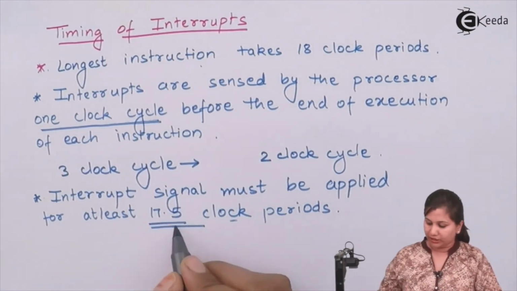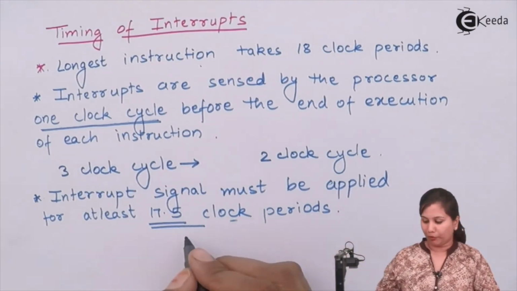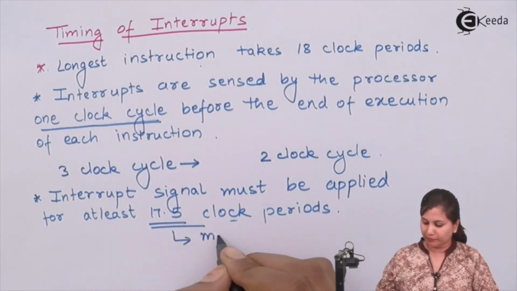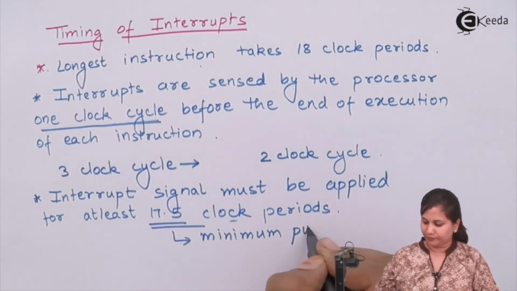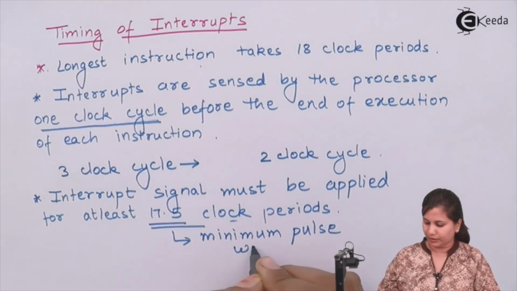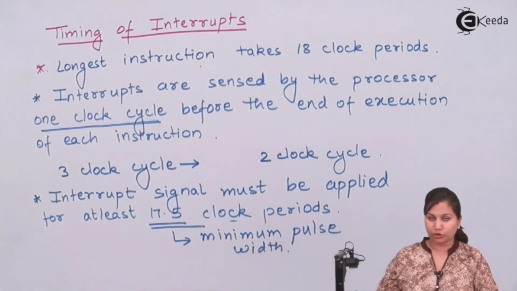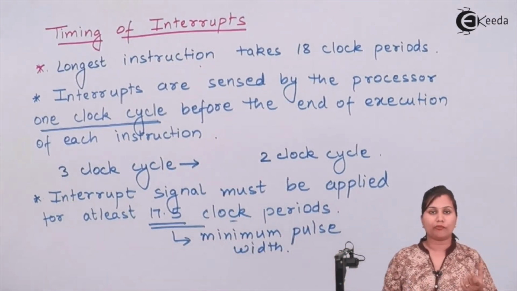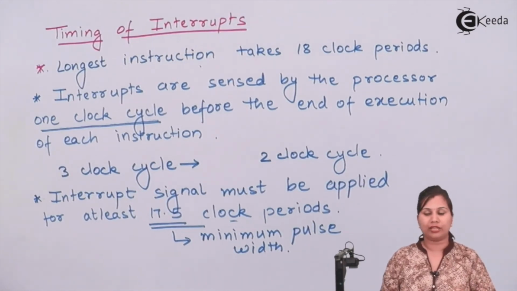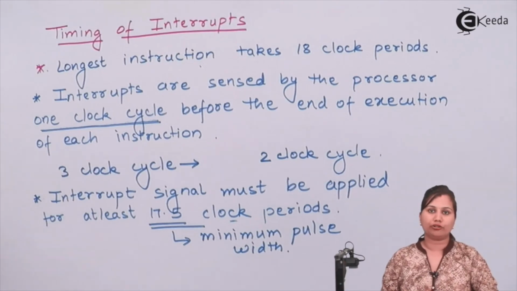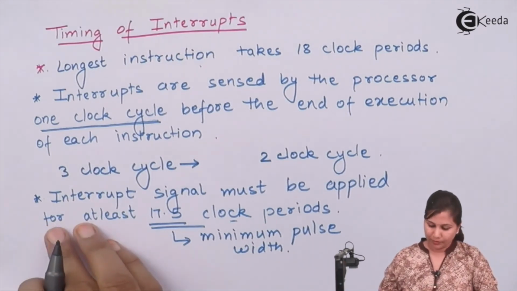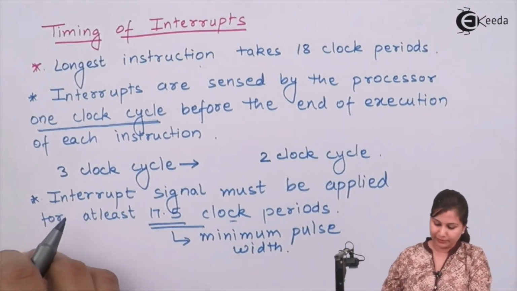So this 17.5 clock periods gives us the minimum pulse width of the interrupts. This is the minimum pulse width of any interrupt: it should be available for 17.5 clock periods. Now what will decide the maximum pulse width?